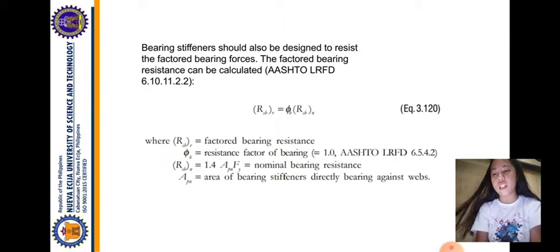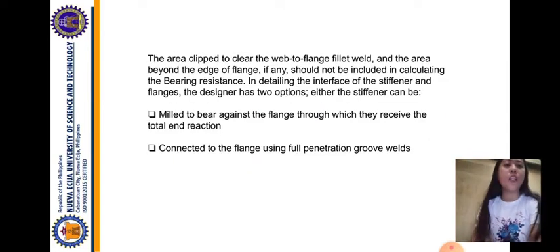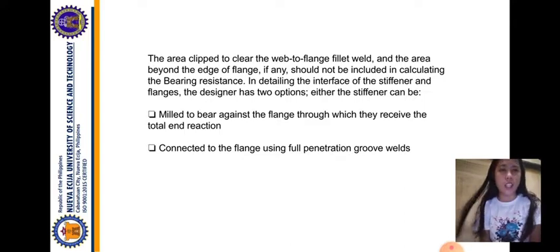The resistance factor of bearing is equal to 1.0 according to AASHTO LRFD 6.5.4.2. R sub B sub N is equal to 1.4 A sub Pn Fy, the nominal bearing resistance, where A sub Pn is the area of bearing stiffeners directly bearing against webs. The area clipped to clear the web-to-flange fillet weld, and the area beyond the edge of the flange, if any, should not be included in calculating the bearing resistance.